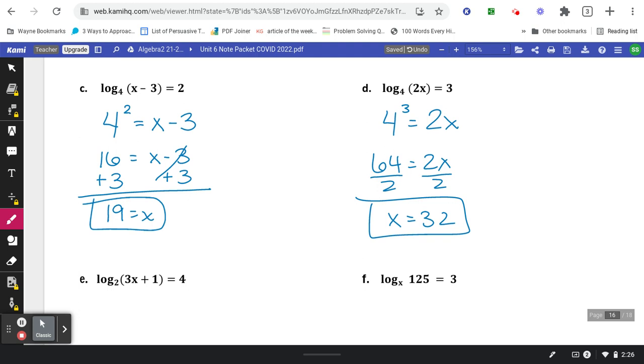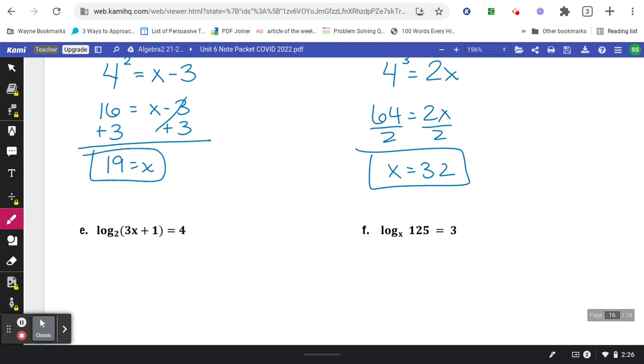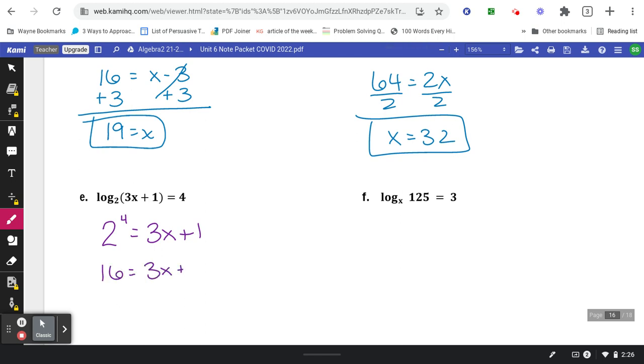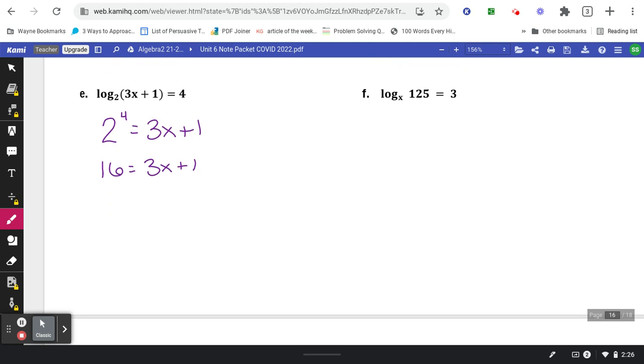Go ahead and see if you can rewrite part E and maybe start solving it out. All right, so you should have written 2 to the 4th equals 3x plus 1. Then evaluate 2 to the 4th, so 2 to the 4th in your calculator. 16. And then solve that all the way out. Subtract 1, divide by 3.